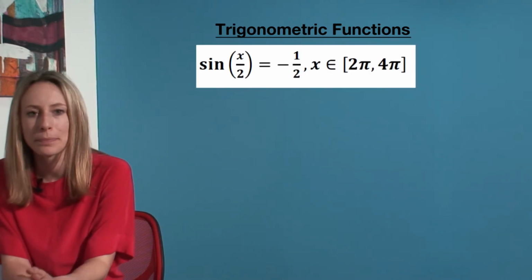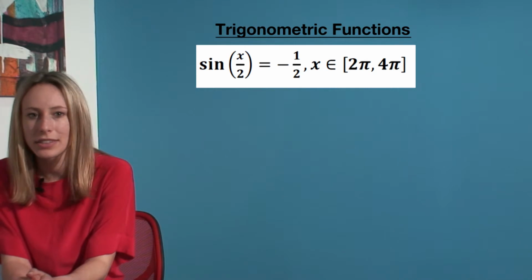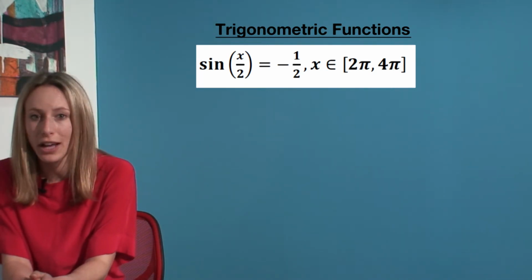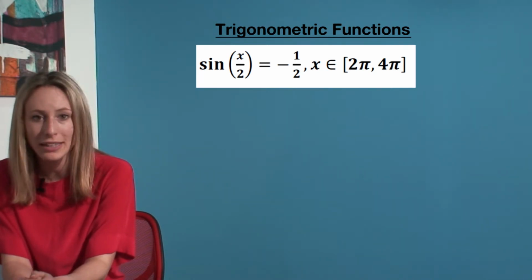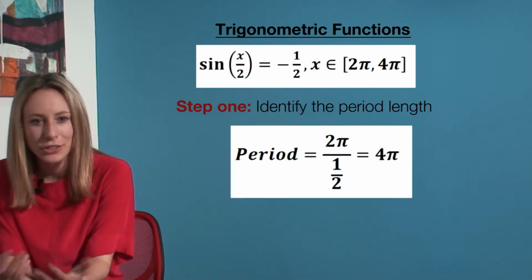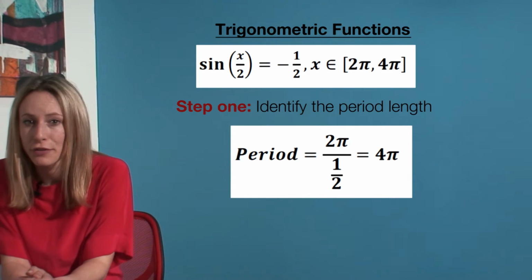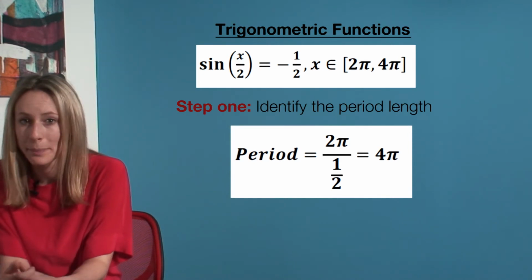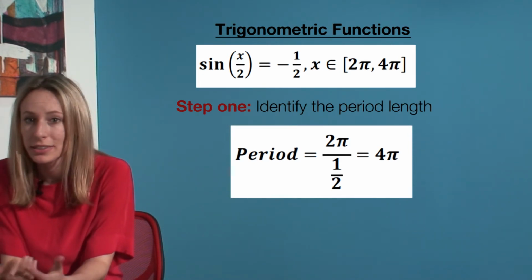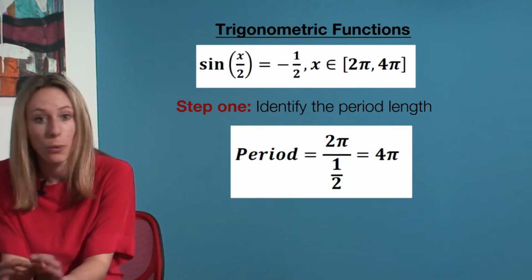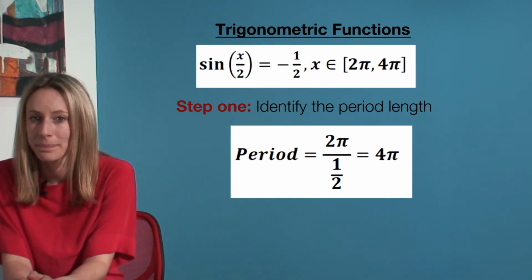Let's look at an example. Solve the equation sine x on 2 equals negative a half for the domain 2 pi to 4 pi. So step 1, determine the period. The period equals 2 pi over a half, which equals 4 pi. It is possible for us to have either 1 or 2 or 0 solutions to this equation.